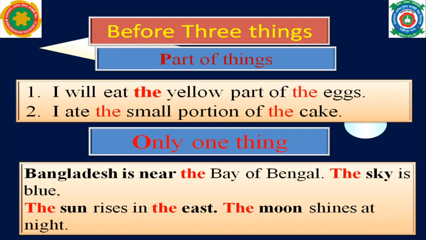The sun rises in the east. We know sides. One side, only one. East is once in number, not twice. So you have to use the before east. In the same way, sun is number 1. So you have to use the before sun. In the same way, the moon shines at night. Moon number is 1. So you have to use the.